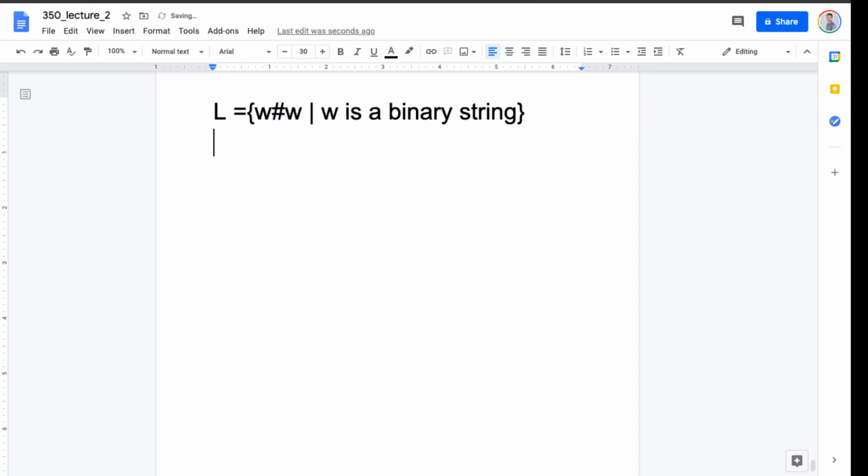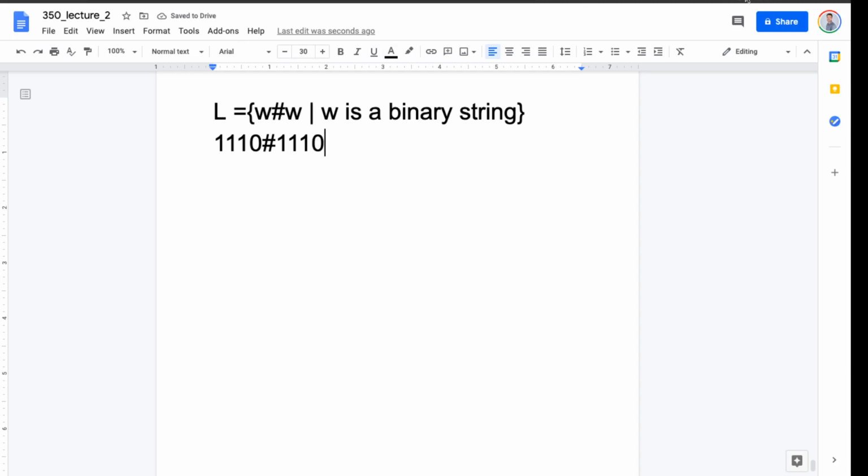So for example, if I have 101010 pound, then after that I need to have the exact same 101010. If I have 101, then I need to have 101. So only that way. If I have, for example, 10 pound 101, that's not going to be accepted, because the thing on the right is not equal to the thing on the left. So what is the strategy? Let's come up with some kind of string: 110 pound 110. This one is probably a bit easier.